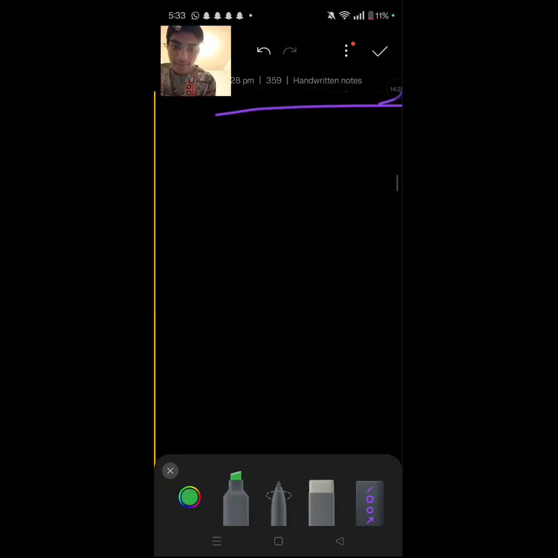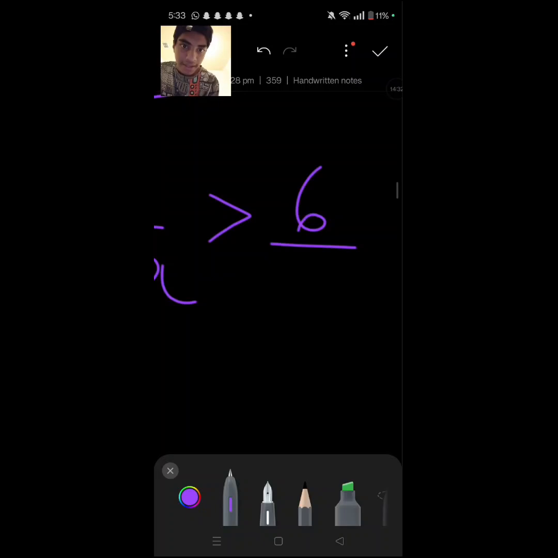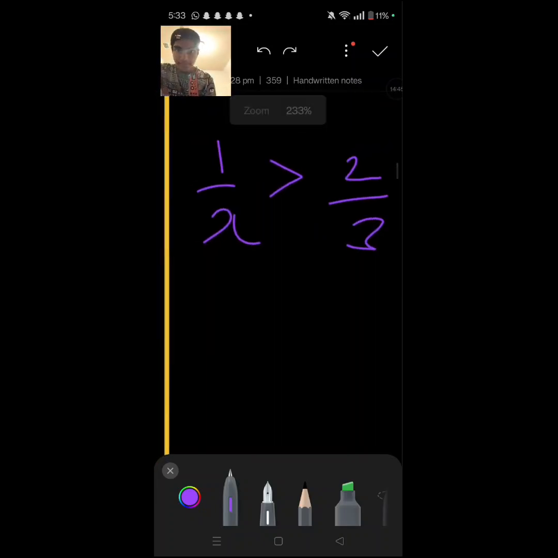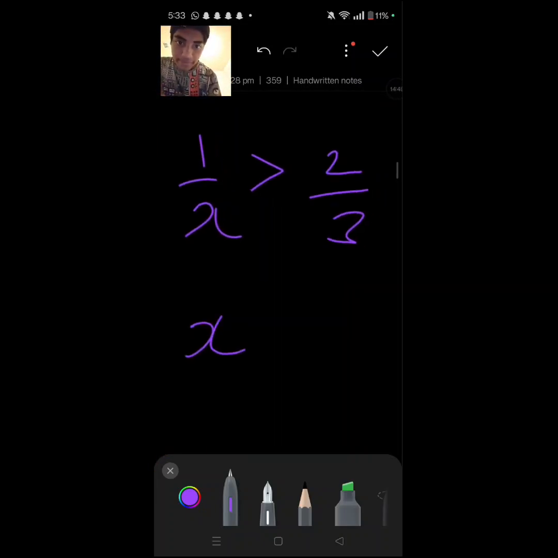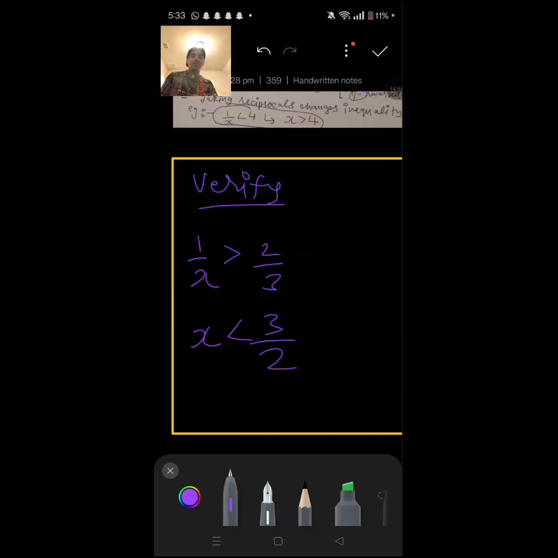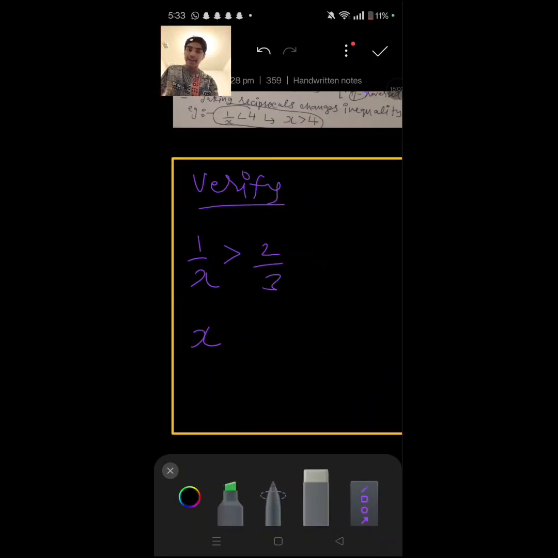So let's say you have 1 upon x is greater than 6 by 9, which is 1 upon x is greater than 2 by 3. Now you want to reciprocate both sides. X over here becomes less than 3 by 2. The inequality sign will change when you reciprocate both sides. Are you getting it? I hope you're getting it.